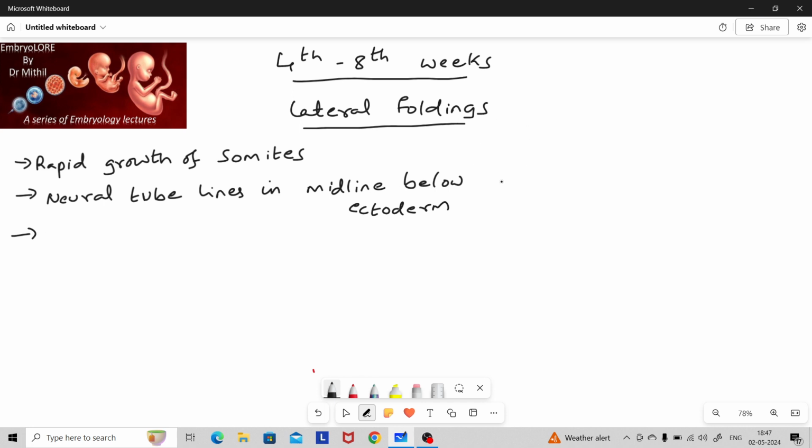So here in this half I will be drawing the diagram. Before that, let us try to understand what are the important events. The middle layer of the intraembryonic mesoderm in the middle holds the two tubes together. Most importantly, the folding of the sides of the embryo forms the right and left lateral folds, and they move medially towards the midline, and they fuse to each other to form the anterior abdominal wall.